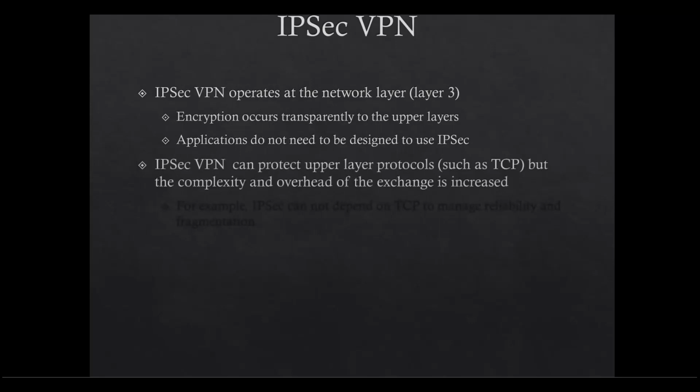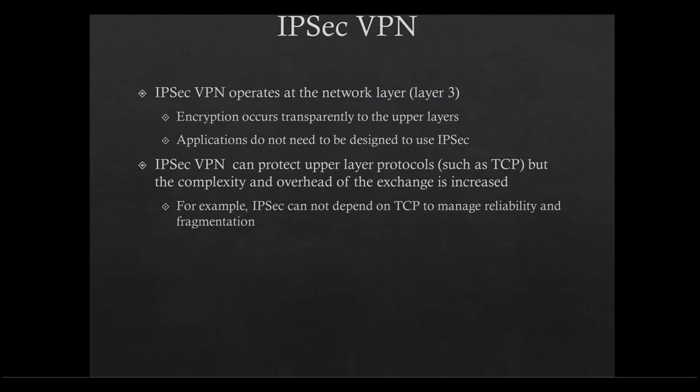That's not their job. Okay, now IPSec VPN can protect upper layer protocols such as TCP, but the complexity and the overhead of the exchange is increased. Yes, when you say that you're encrypting, remember in the last session I said there's something called encapsulation. Encapsulation is when you're adding certain additional headers, so the overhead will of course increase. For example, IPSec cannot depend on TCP to manage reliability and fragmentation. So IPSec basically does not depend on any other protocol, any other layer to do the CIA: confidentiality, integrity, and authentication.